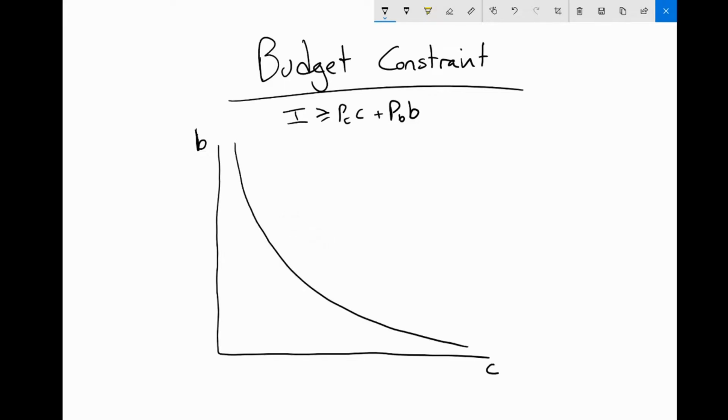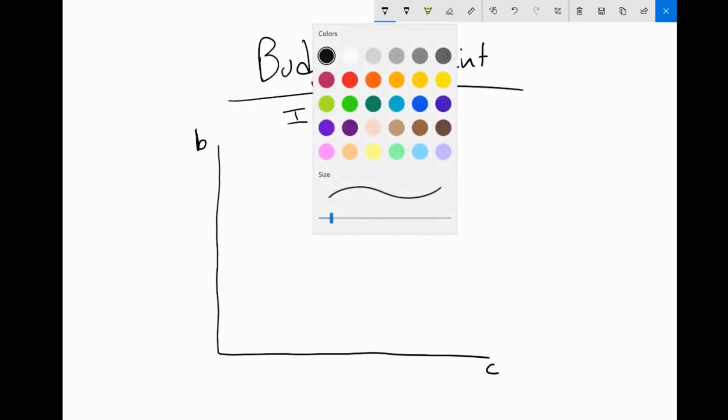These indifference curves gave us all of the possible bundles, the combinations of bagels and coffee, that would give us the same amount of utility. So this was an indifference curve. I want to use the same plot here to graph the budget constraint, and then in a minute we're going to combine them.